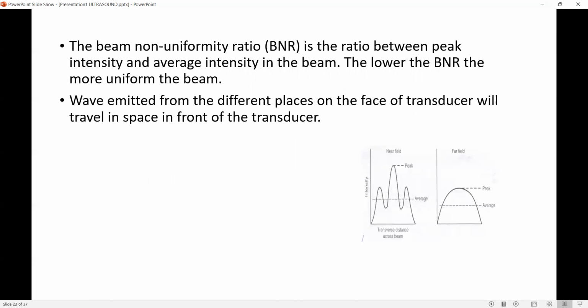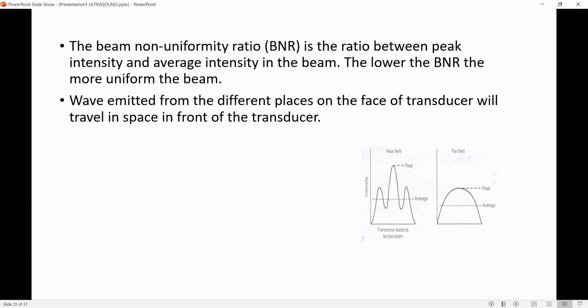The beam non-uniformity ratio is the ratio between peak intensity and average intensity in the beam. The lower the BNR, the more uniform the beam. What is BNR? Beam non-uniformity ratio. The short form is BNR, so you don't get confused.